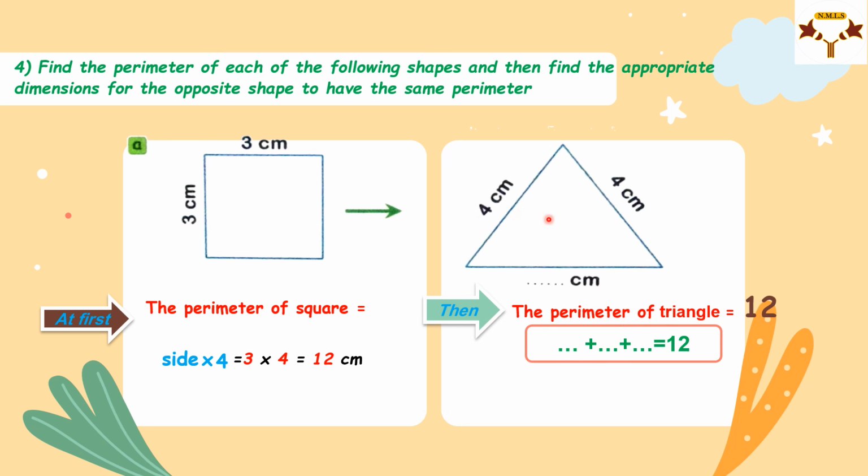I have here this side is 4 and the other side is 4. So what is the missing side? I have 4 plus 4, so 4 plus 4 equals 8. So 8, I want to reach 12. So if you count after 8 to reach 12, it will be 4. So the missing side here will be 4 centimeters.